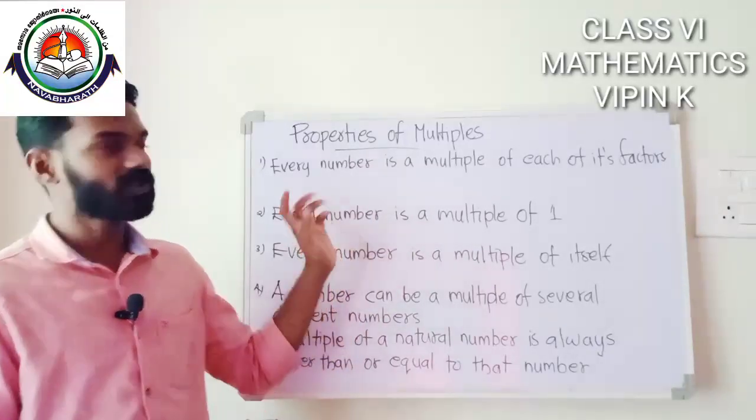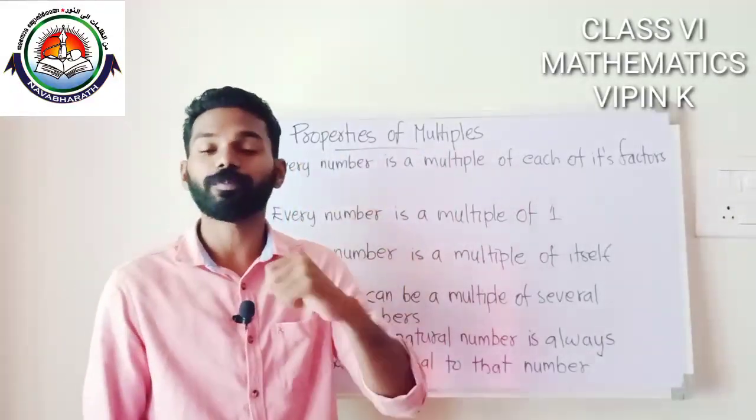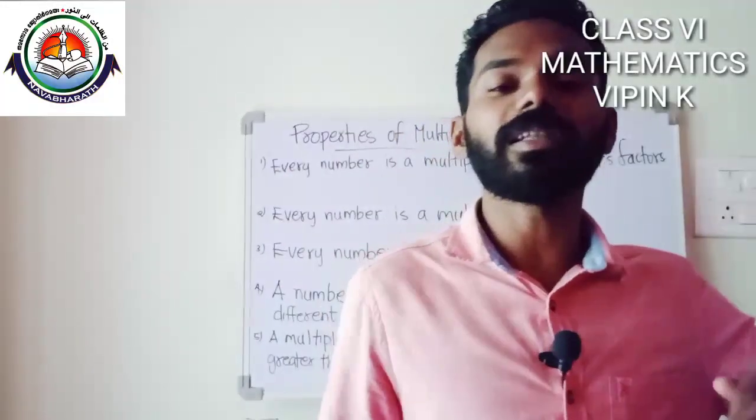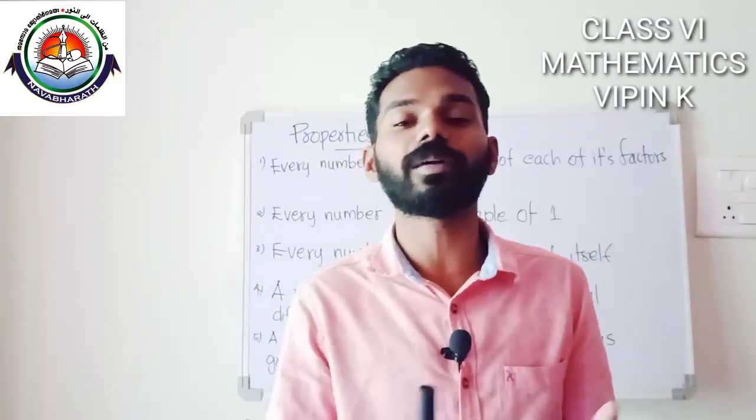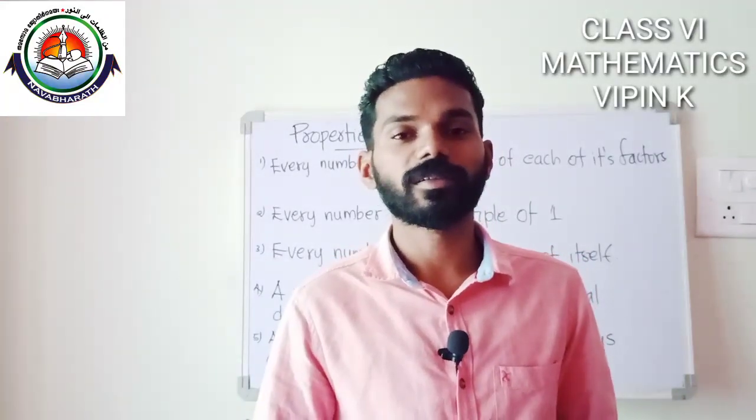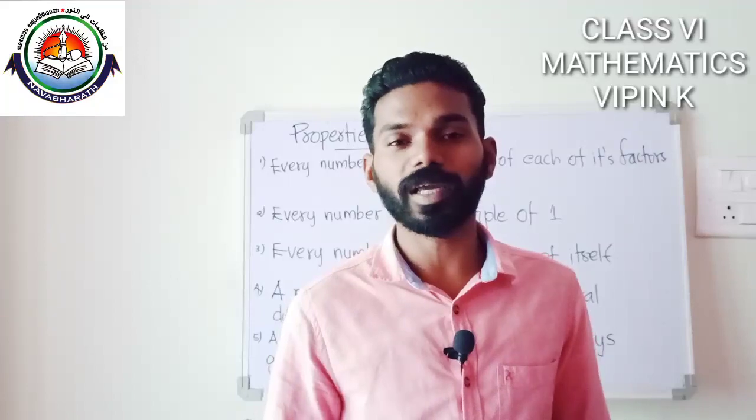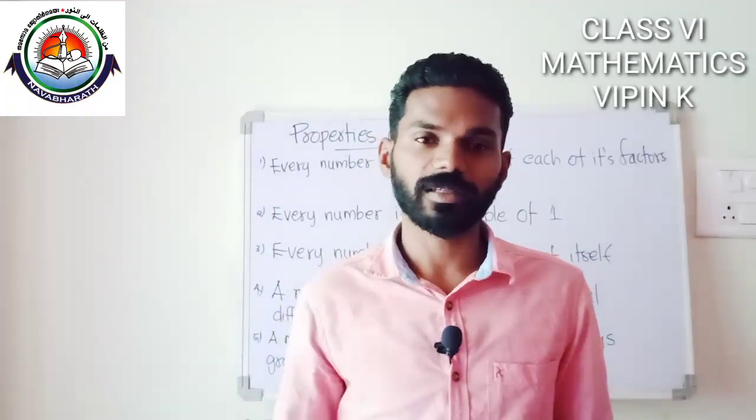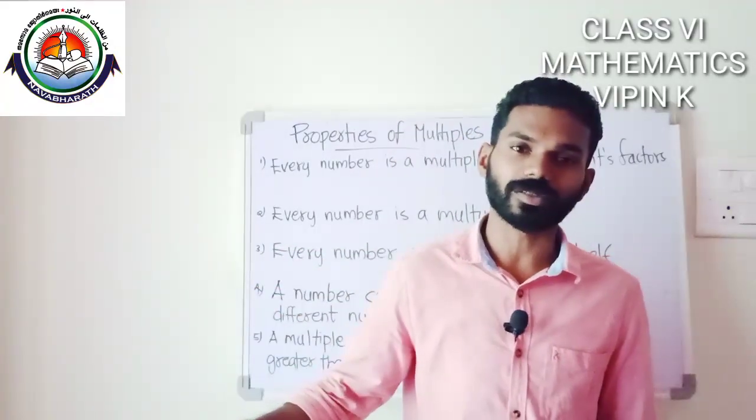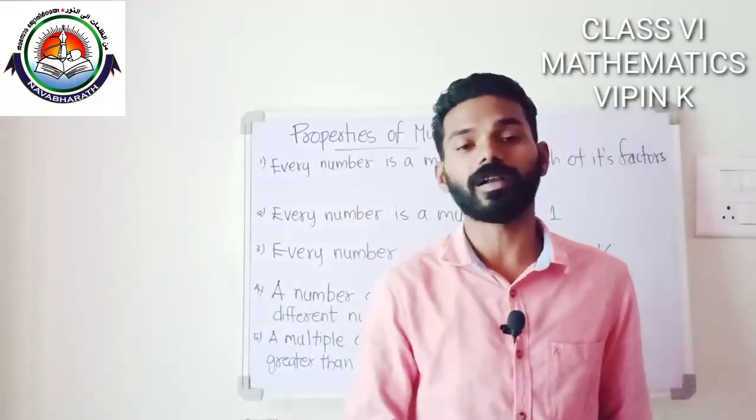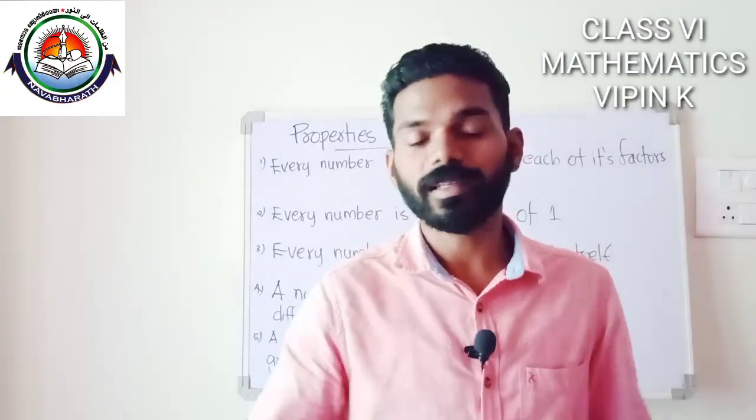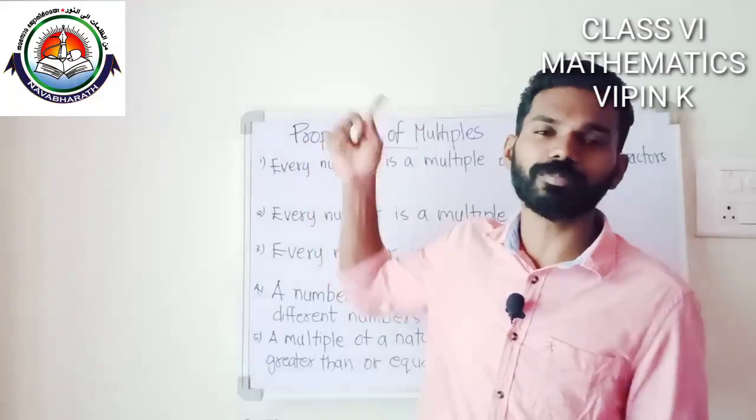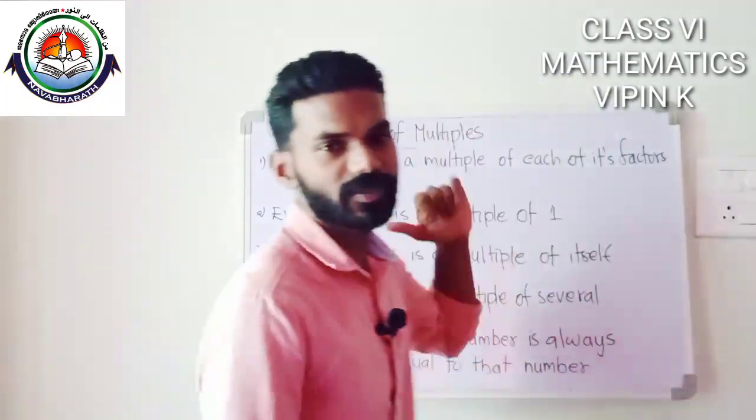Okay, dear students, now just look here. We are going to discuss the properties of multiples. As we already discussed, how can you get the multiples of a number? We can multiply that number by 1, 2, 3, 4, etc. Then we would get different answers, and those answers are called multiples of a number. And those multiples also have some properties that we are going to discuss now.